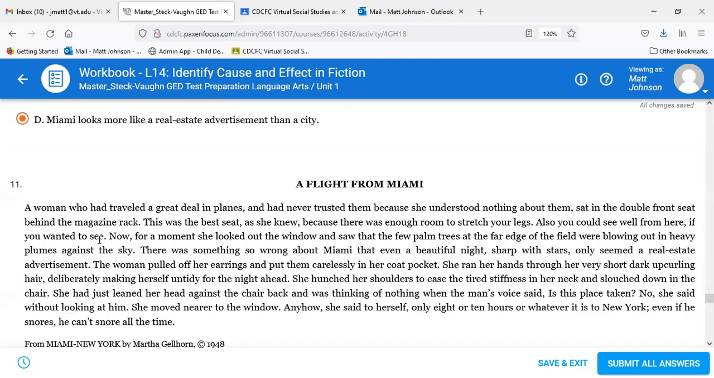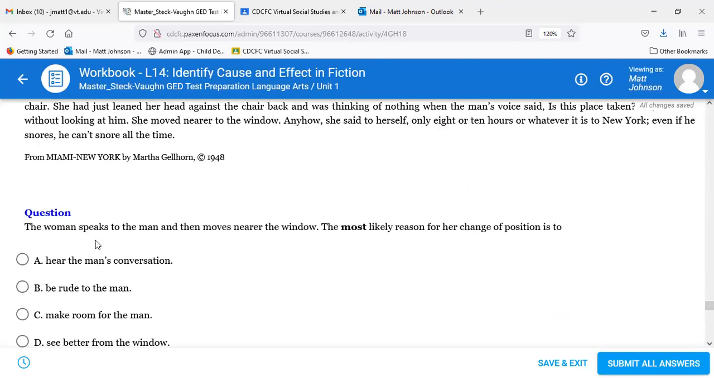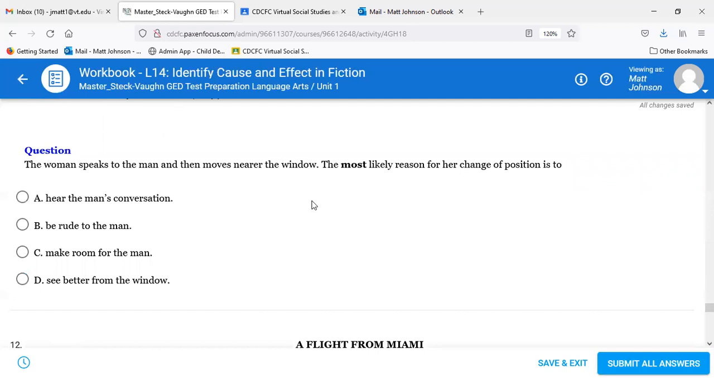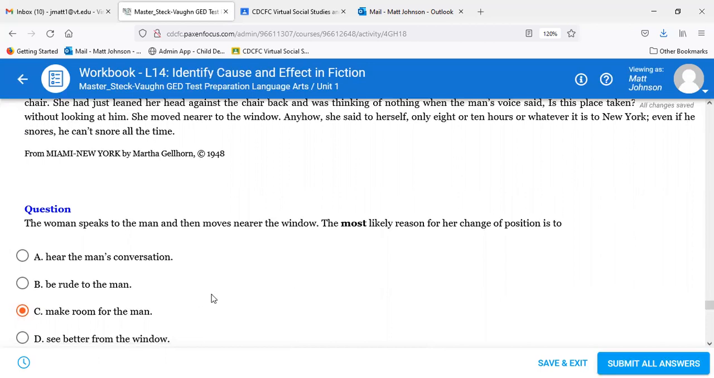Yeah, just a handful left here. 11. Etta, you want to take 11? The woman speaks to the man and then moves nearer the window. The most likely reason for her change of position is to A, hear the man's conversation, B, be rude to the man, C, make room for the man, or D, see better from the window. D or C. Yeah, C, right? C is in cat, just to make room for the man. 11 is C.